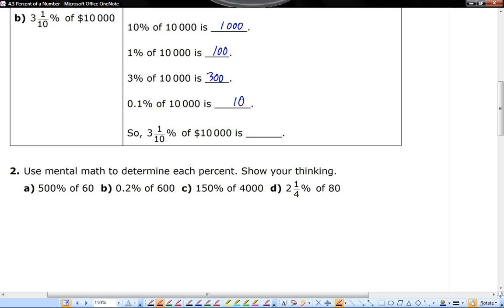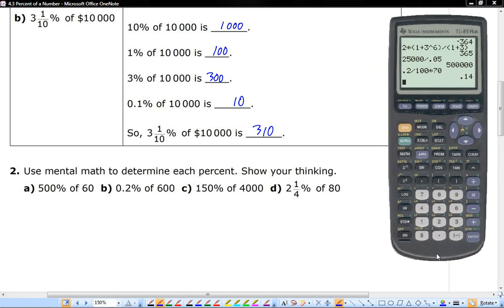0.1% is going to be 10. So 3 1/10% is the 3%, 300, plus 1/10 of a percent, which is the 0.1%, which is 10. Add them together, we get 310. And again, we can check that on our calculator, make sure that we've got it right. We can take 3 plus 1 divided by 10, that's 3 1/10 percent divided by 100, and multiply that by 10,000, and you'll find that you get the same thing, 310.